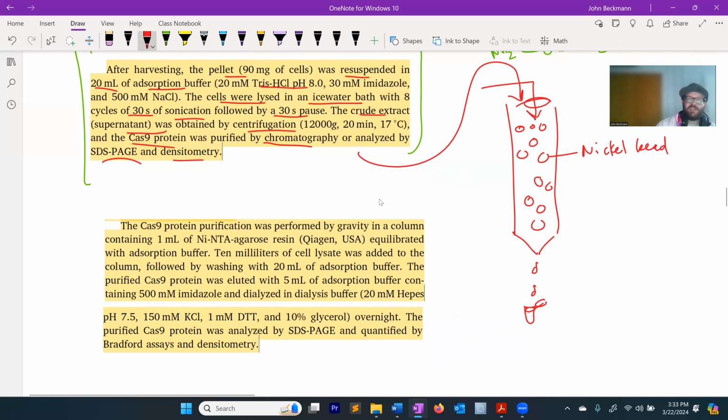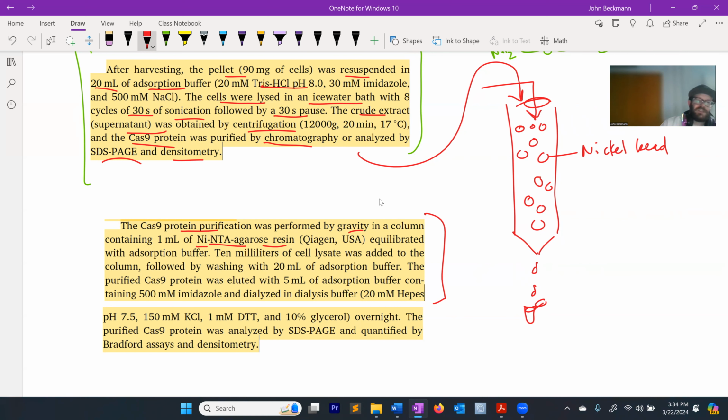Here's where they more specifically describe what Alec was questioning about. Cas9 protein purification was performed by gravity. So they're just letting gravity pull the liquid through the column, containing NTA, that's nickel resin. So these beads are made up of nickel metal. Let's see, they're telling you how much they run over it. What I was looking for.